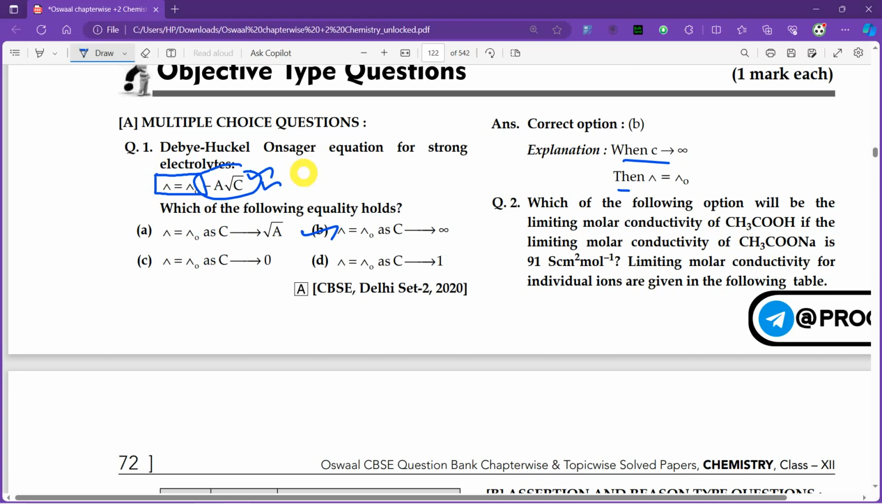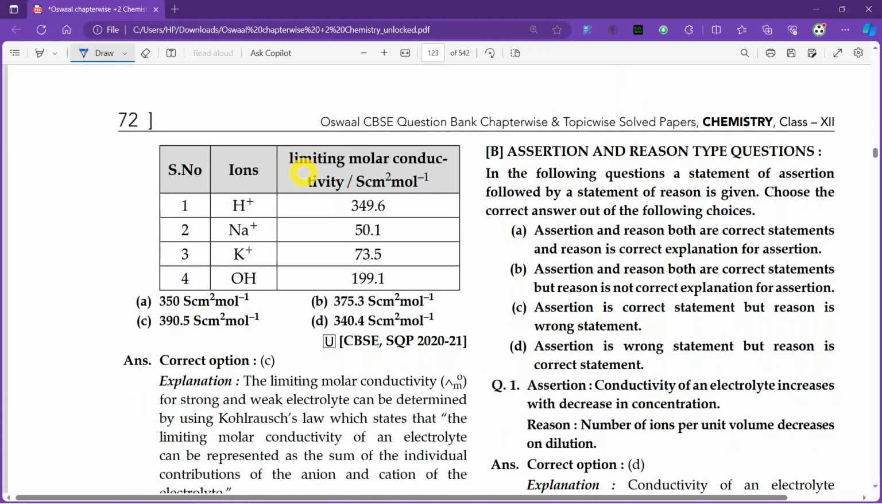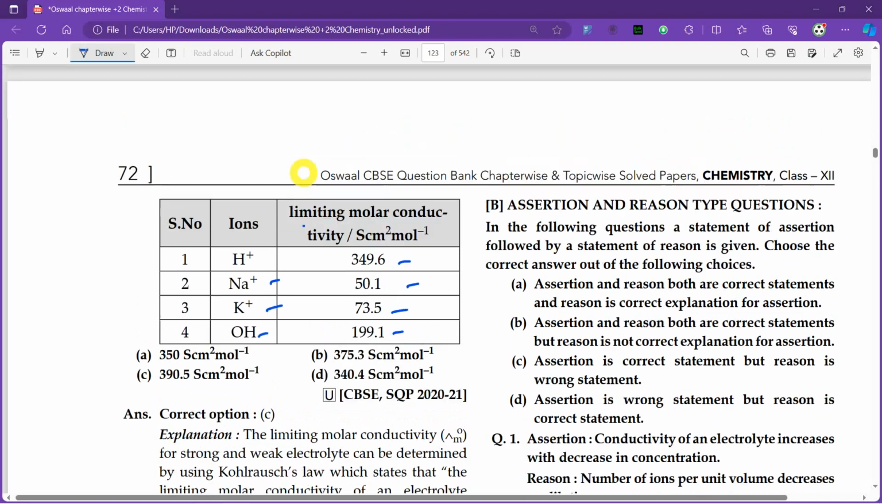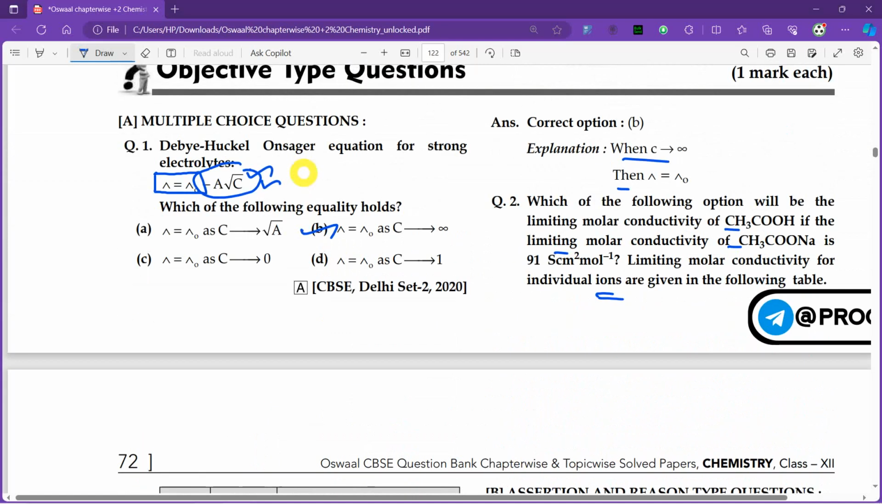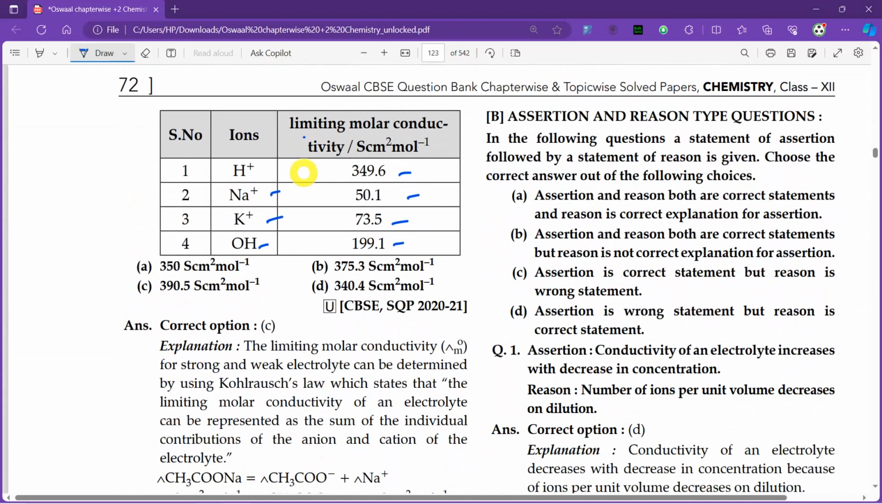Which of the following options will be the limiting molar conductivity of acetic acid, if the limiting molar conductivity of sodium acetate is 91 Siemens centimeter square per mole? This is the table, serial number, H plus ion: the limiting molar conductivity is 349.6, sodium ion 50.1, potassium ion 73.5, OH minus 199.1. So what's the question here? Limiting molar conductivity of CH3COOH. Okay, they have given the sodium acetate.